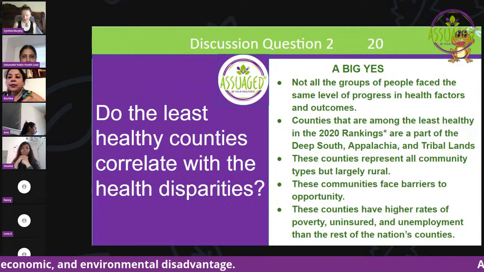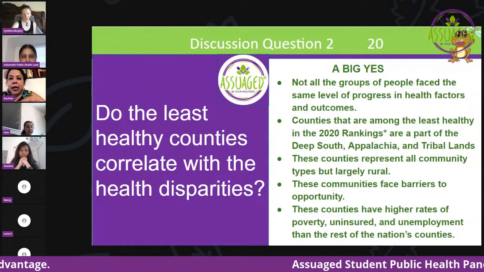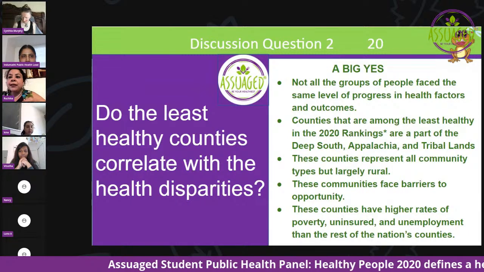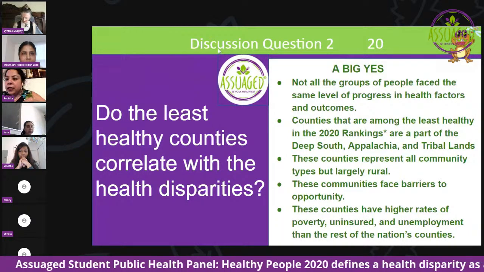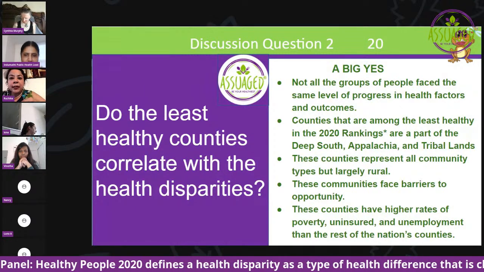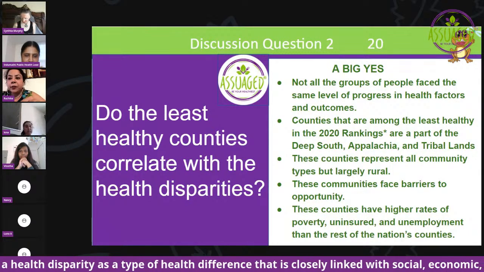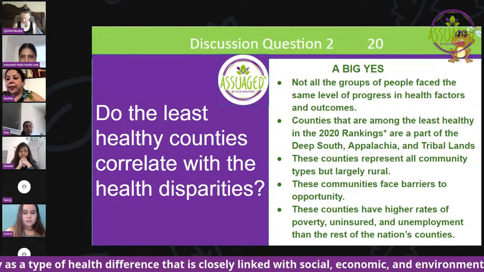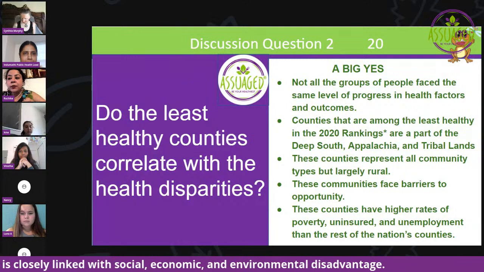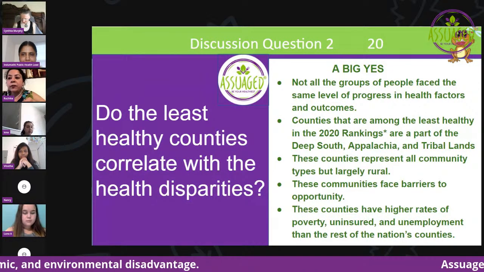So we can see that all these counties fall in the rural areas where people have less access to health care and they are not going for their yearly physical checkups. That is why they are suffering a lot. These communities face barriers to opportunities as well because they are in the rural areas and they don't have much access to all the good things that city life gives you. These counties have higher rates of poverty, uninsurance, and unemployment than the rest of the nation's counties because definitely they don't have as many opportunities as the city offers.